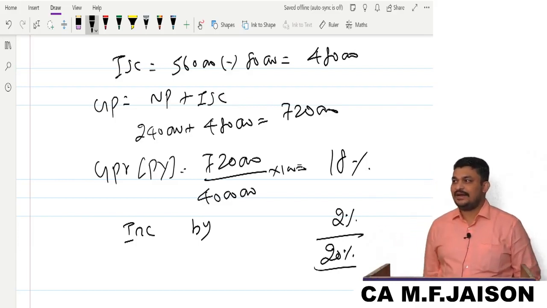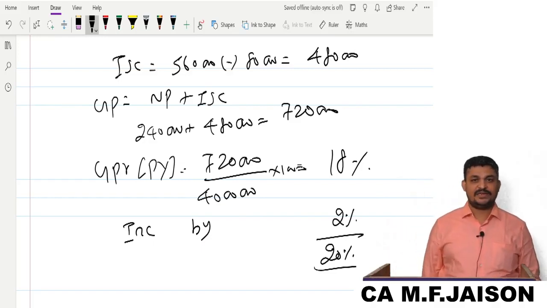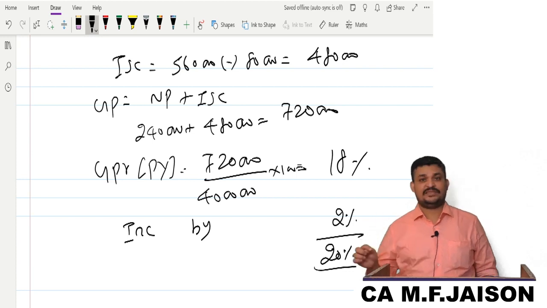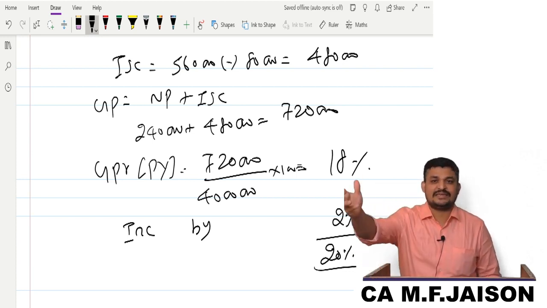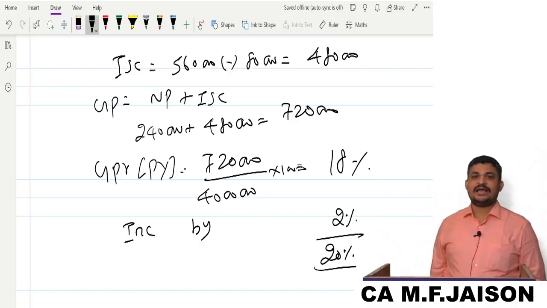See, the RBI lending rate is 10%. If RBI increases the rate by 1%, it is not 1% of 10%. It is 10% plus a straight addition of 1%. Right? So please don't make that mistake.